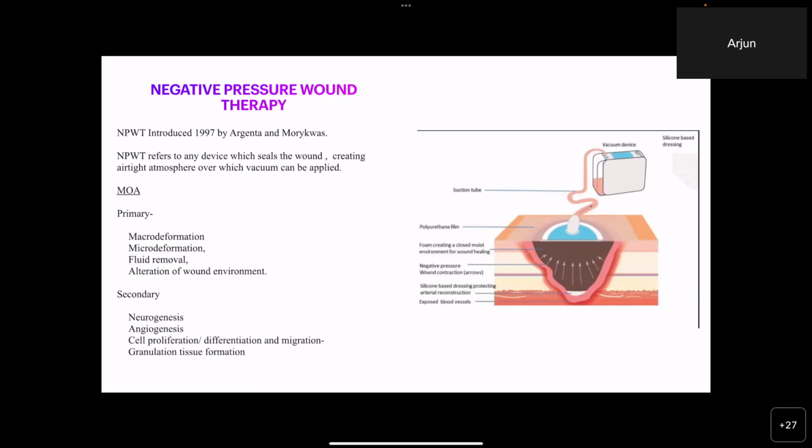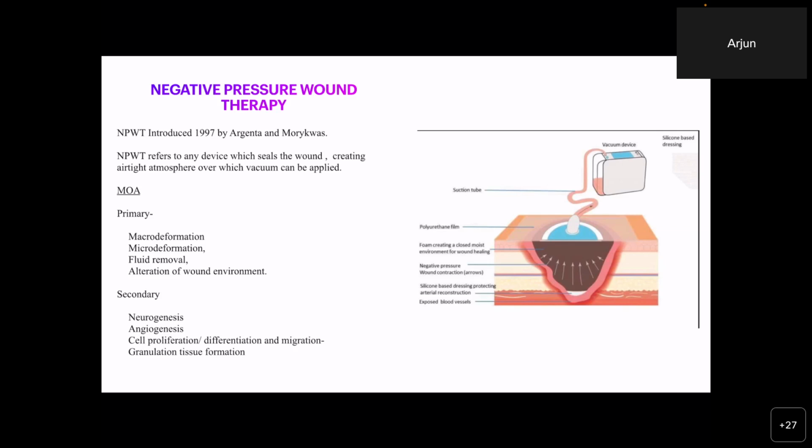Coming to negative pressure wound therapy, this was introduced in 1997 by Argenta and Morykwas. This basically refers to any device which seals the wound, creating an airtight atmosphere over it, and a vacuum can be applied. It works on two main principles. Primary is macro deformation, which causes wound shrinkage and draws the edges together. Next is micro deformation, where it strains the surface of the wound, affects the cytoskeleton, and enhances granulation. It also removes fluid and alters the wound environment.